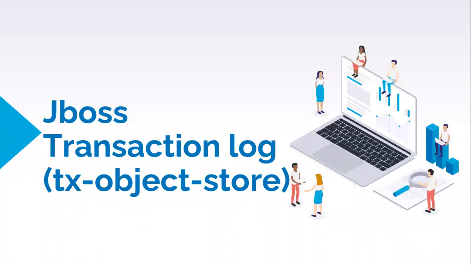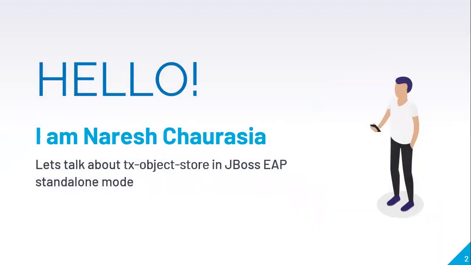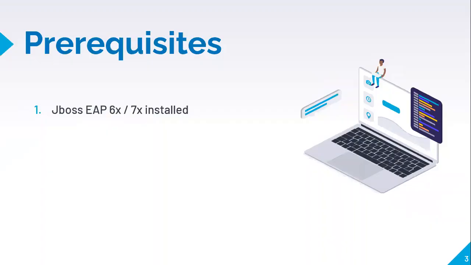In this video, we are going to look at JBoss transaction logs. Myself, I am Naresh Chaurasia, and let's talk about the transaction object store in JBoss EAP standalone mode. Now, what is the prerequisite for this discussion? The prerequisite is that you should have EAP 6.x or 7.x installed. EAP stands for Enterprise Application Platform.